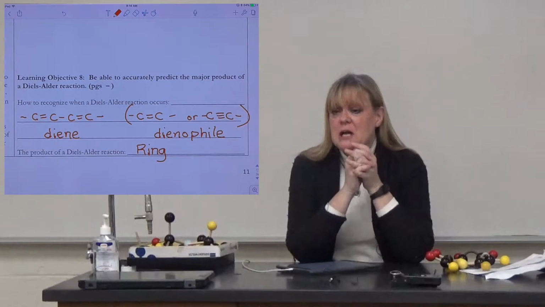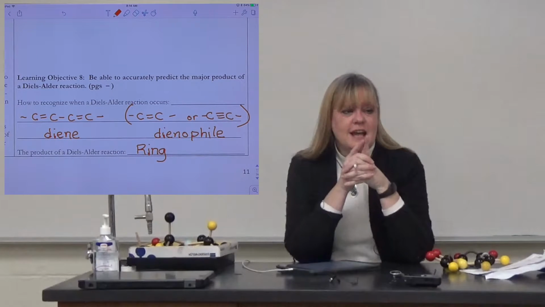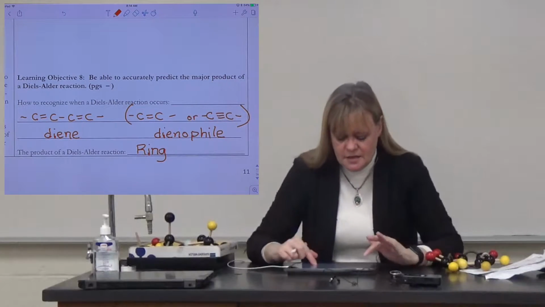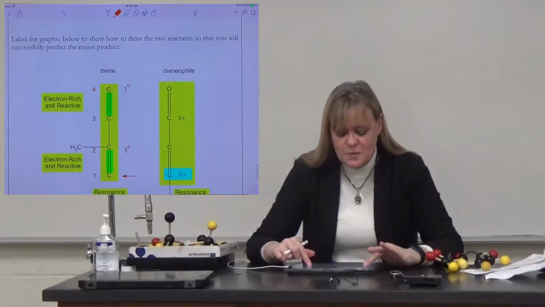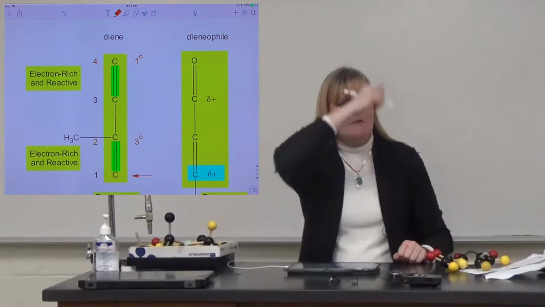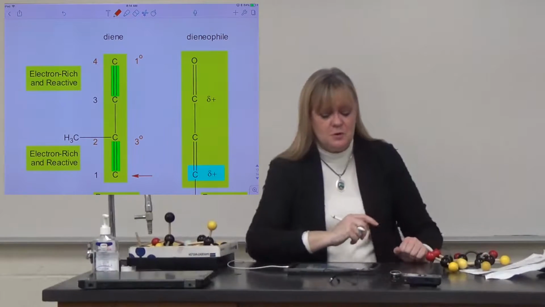This is going to rely a bit on carbanion creation and resonance. That's right. That's why you have to have the diene, because you have to have a resonance system to be able to work with it.